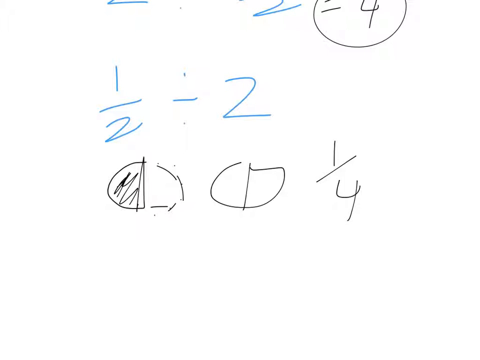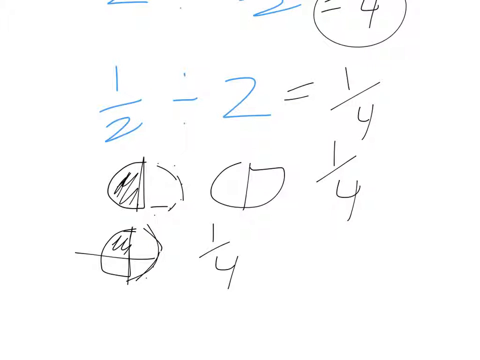The other way to think about it is you have your half of a pizza, and you can divide that into 2 equal parts. One of those parts would be 1/4 of the pizza. Either way, you get 1/4, however you think about it: 1/2 divided by 2 equals 1/4.